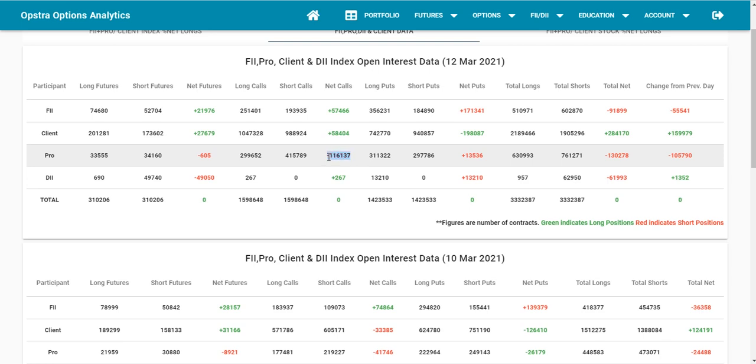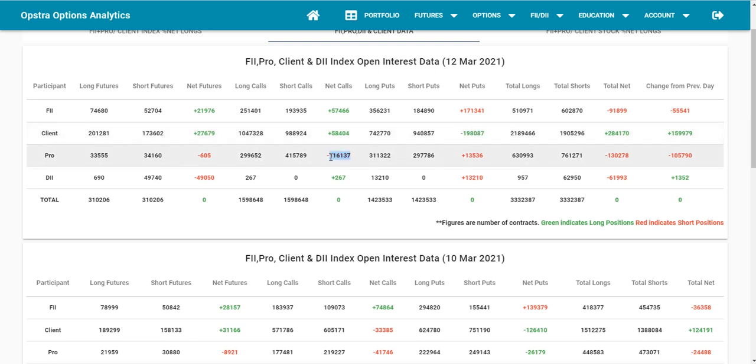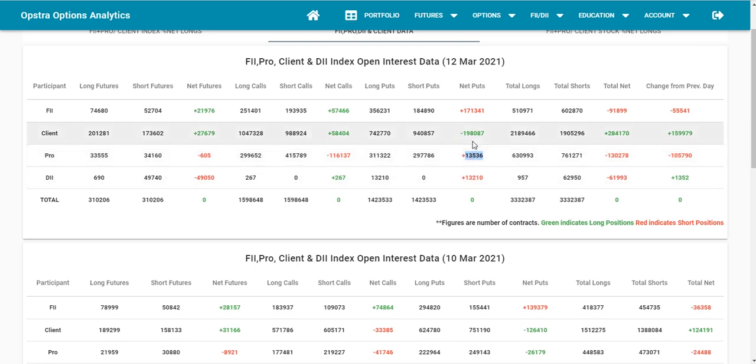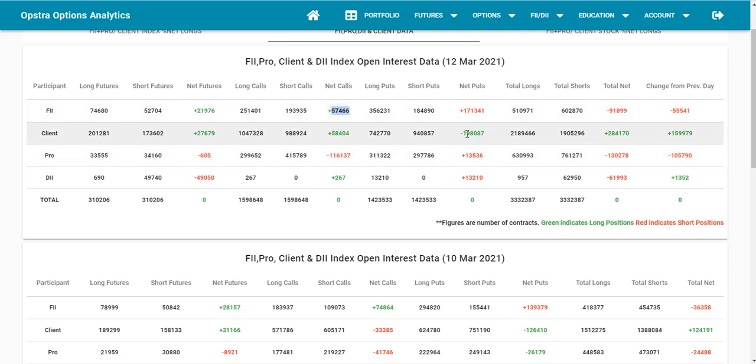Sometimes you have seen the representation saying that upside is limited. This means that when call shorts are huge, upsides could be limited. If there is a huge put short, downsides could be limited. They are also holding put longs, which is also kind of bearish. So put long or call short refers to bearish positions. On the other hand, call long and put short refers to bullish positions.